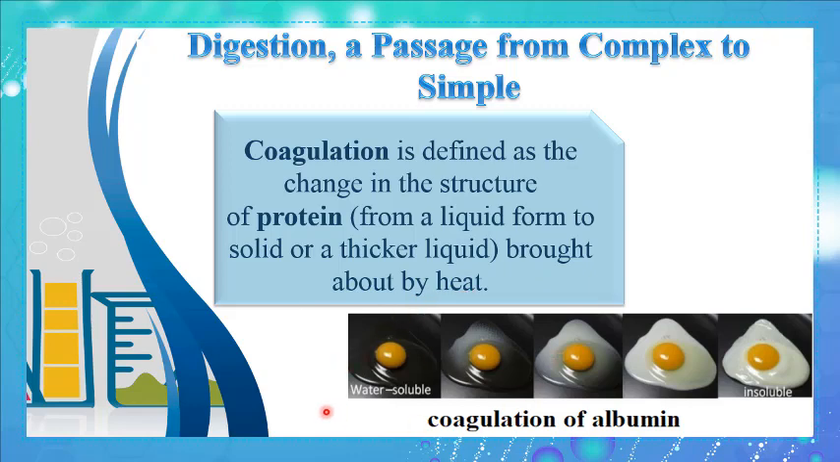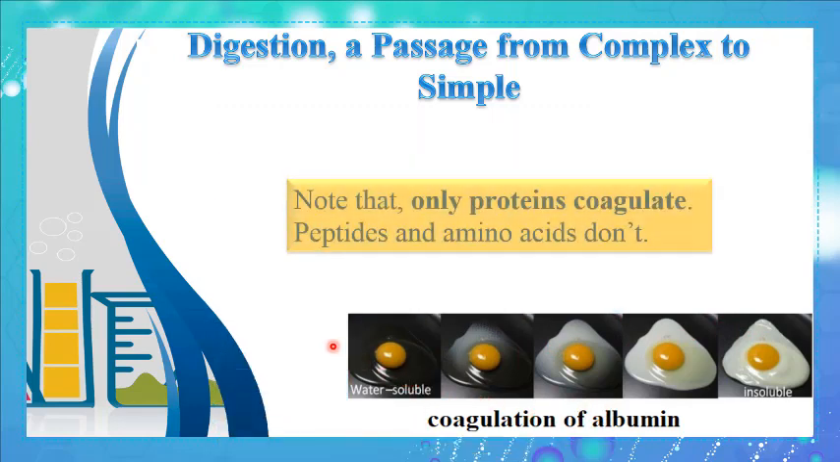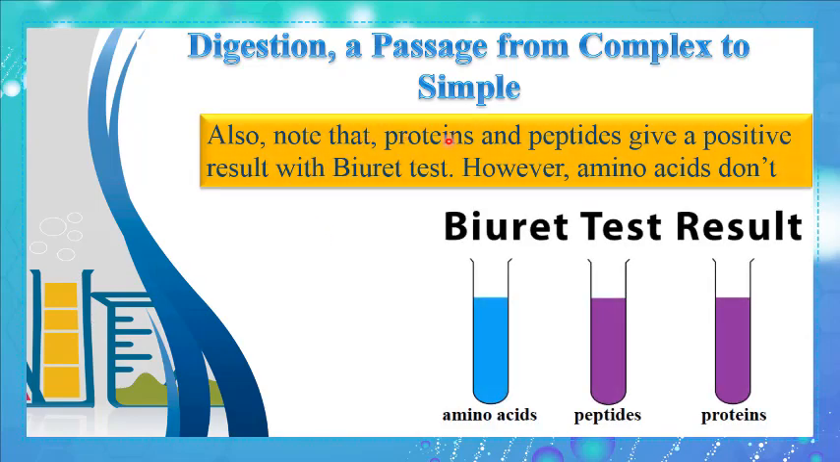As we see in this figure, the liquid part of the egg, which is the egg albumin, changes from the liquid state into the solid state upon heating. This is the coagulation of albumin. Note that only proteins coagulate. Peptides and amino acids don't. Also note that proteins and peptides give a positive result with the biuret test, however the amino acids don't.